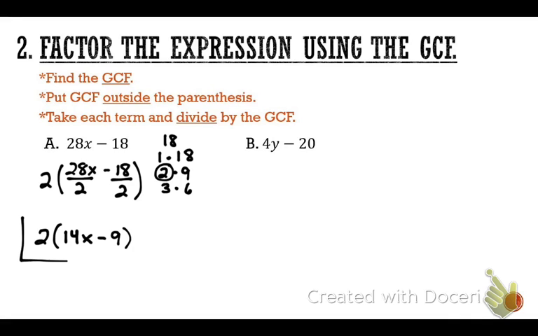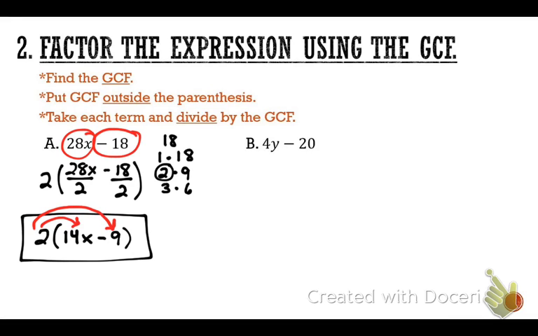And now you have officially factored the GCF out of your expression. Now look, as I said, this is like the opposite of doing distributive property. Let's see if this works out. What's 2 times 14x? 28x. Look, that's that right there. What is 2 times negative 9? Negative 18. All right, so what you have done is the opposite of distributive property.